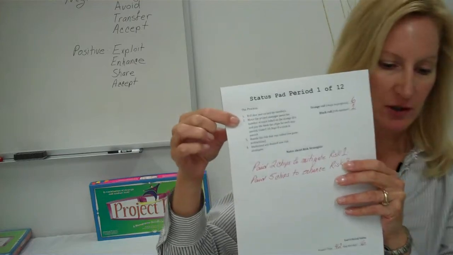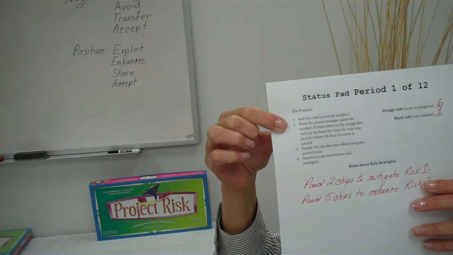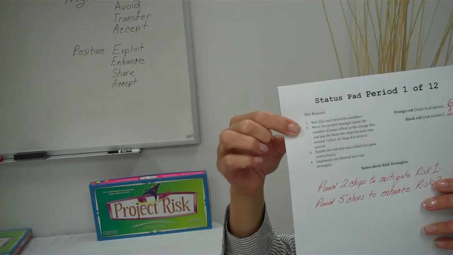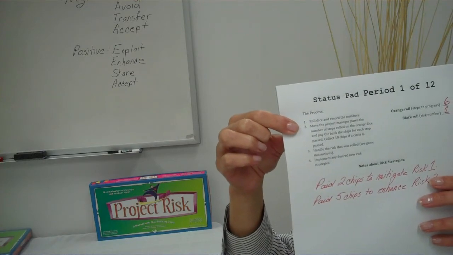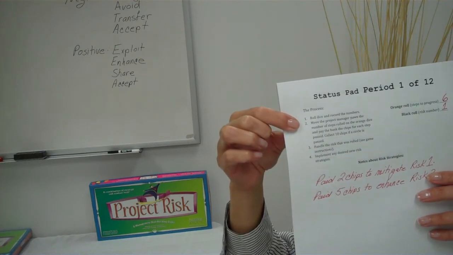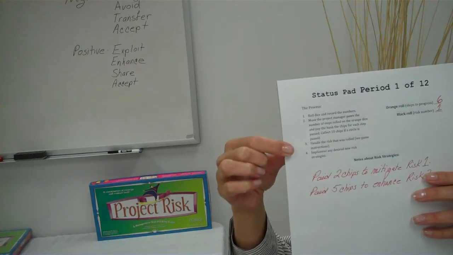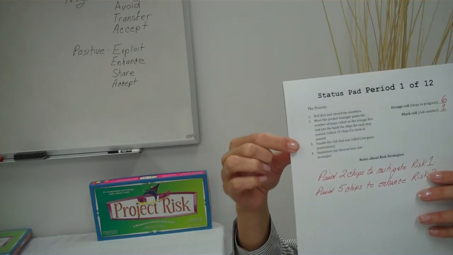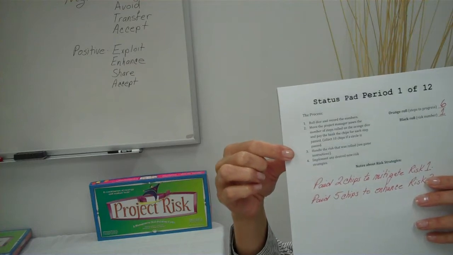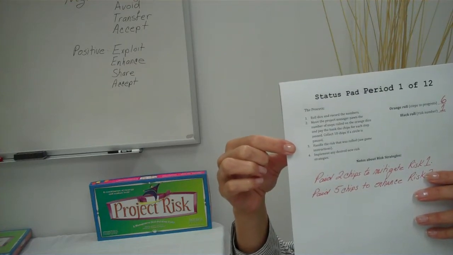and then they understand that right after they get done rolling, the next step that they're going to take is to move the project manager pawn the number of steps rolled on the orange dice and pay the bank the chips for each step passed. Collect 10 chips if the circle is passed. And then they're reminded that they go on to the 3rd step, which is handle the risk that was rolled, and then they can see the game instructions for how to do that.